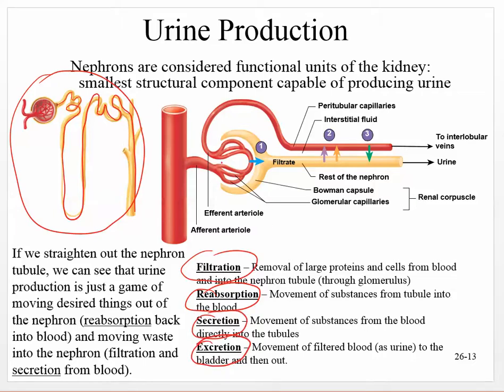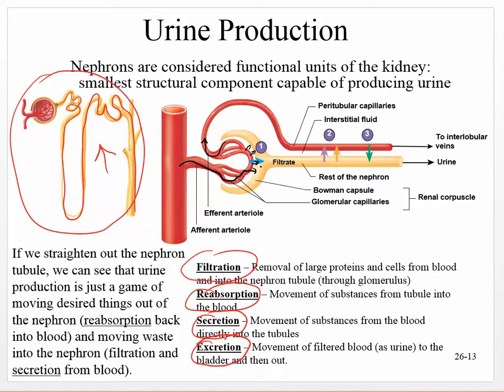So what we have here is a picture of a nephron. Essentially what we've done is we've taken this and we've straightened it out. And so we can see that as blood moves in through the afferent arteriole, some of that fluid leaks out. That's the filtration that takes place. And then it leaves through the efferent arteriole.